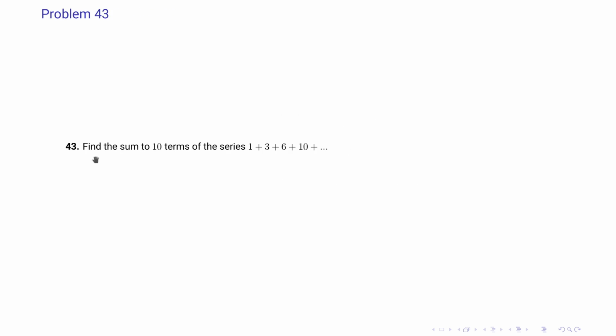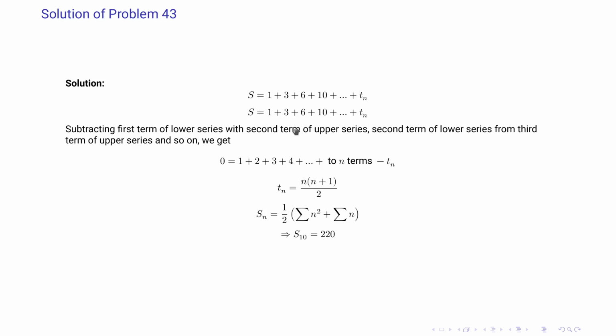Problem number 43 says: find the sum to 10 terms of the series 1 plus 3 plus 6 plus 10 and so on. So we write it twice. We subtract 1 from 3, 3 from 6, 6 from 10. So we get the series as 1 plus 2 plus 3 plus 4 up to n terms minus tn. So tn is n into n plus 1 by 2. So apply the sigma operator over n square and n. So we get the sum of 10 terms, when we substitute n is equal to 10, as 220.